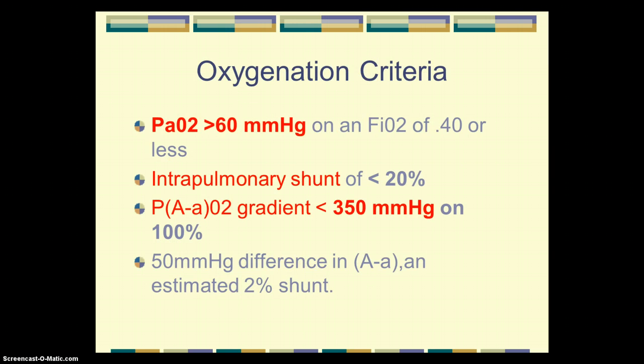Oxygenation is another thing that we look at for weaning. Oxygenation criteria: the PaO2 should be greater than 60 based on an FiO2, fraction of inspired oxygen, of 40% or less. We also look at shunting. Intrapulmonary shunt should be less than 20%. The A-a gradient we also look at should be less than 350 millimeters of mercury on 100%. And for every 50 millimeter difference for the A-a gradient, there is, of course, an estimated 2% shunt.